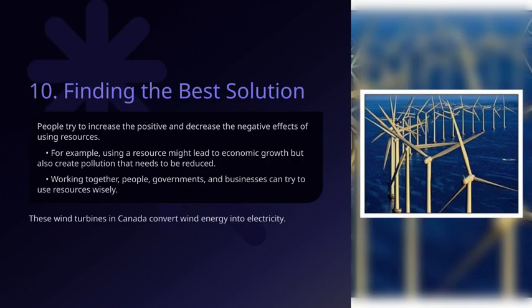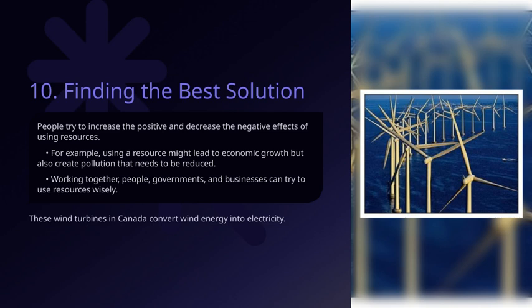Now, when we look for the best solutions, the goal is to find a balance. People try to increase the positive effects of using resources, like promoting economic growth, while also working to decrease the negative effects, such as pollution. For example, using a resource might boost our economy, but it can also create pollution that we need to reduce to protect the environment. It's important to remember that solving these issues is a team effort. People, governments, and businesses all have a role to play in making smarter choices about resource use. By working together, we can find ways to use resources more wisely and sustainably.